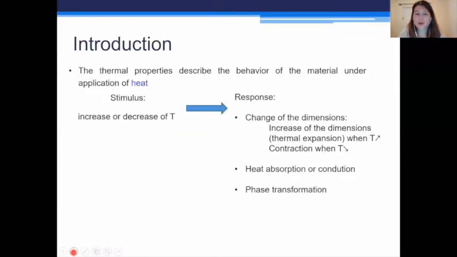So, thermal properties describe the behavior of the material and their application of heat. So the stimulus will be an increase or decrease of temperature, and the response that we are going to observe is either a change of the dimensions of the material. So it can be an increase of the dimensions. So we also say thermal expansion when the temperature is increased, or a contraction when we cool this material. We can observe heat absorption and conduction, and also phase transformation.